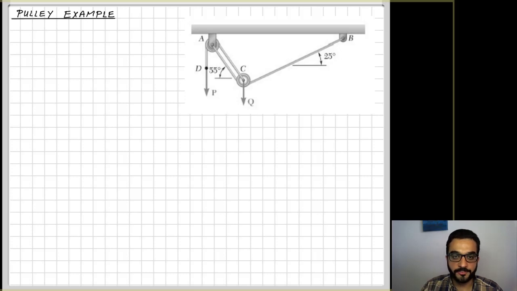Hi, welcome back to the second part of the pulleys lesson. In this part, we'll see an example of analyzing a pulley system.